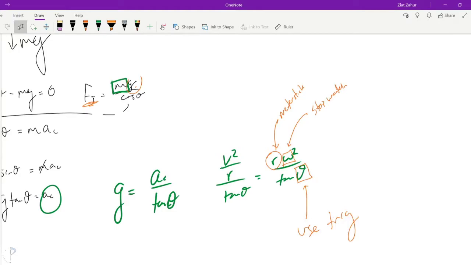So here it is. g is equal to a_c over tan theta. So that's v squared over R, which is R omega squared. For R, get a meter stick. For omega, get a stopwatch. For angle, just use trig.